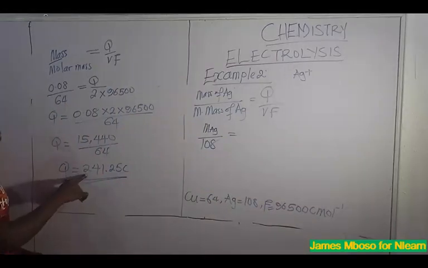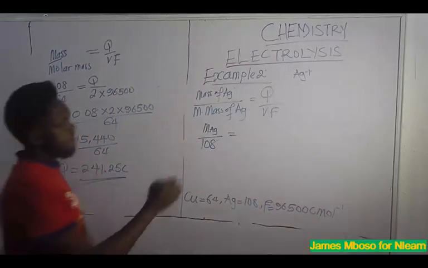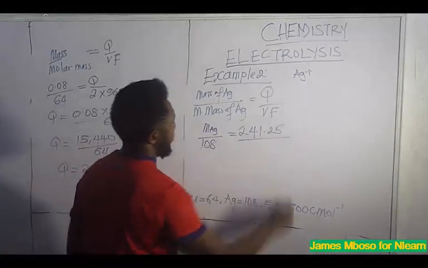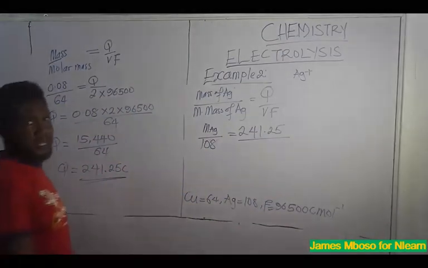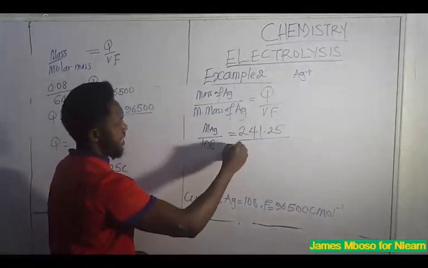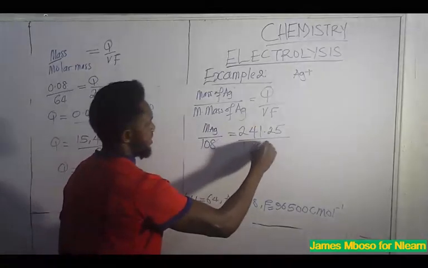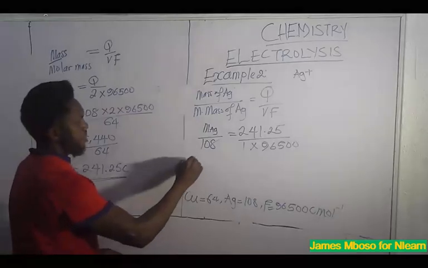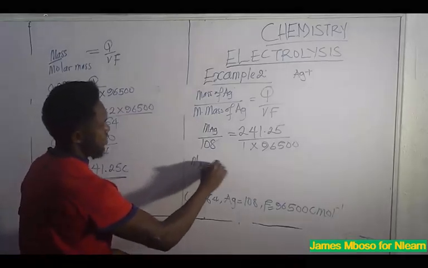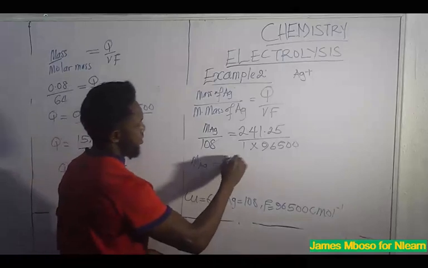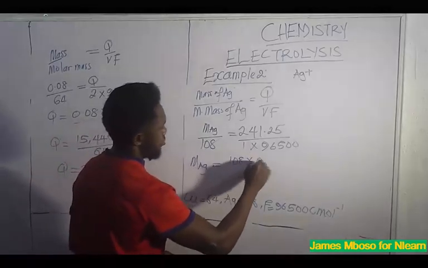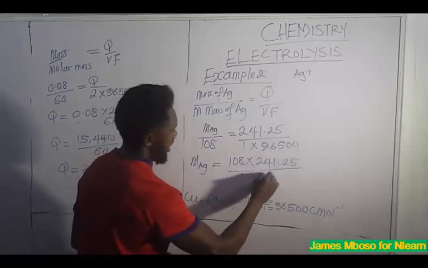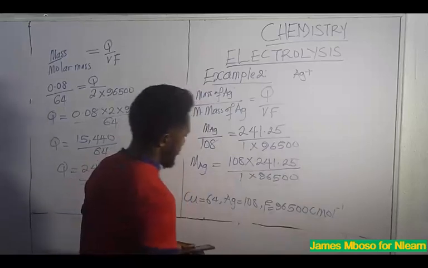Our Q is 241.25. So 241.25 all over our valency, which is 1 for silver, times 96500. When we make our mass of silver subject of formula, we have 108 times 241.25 over 1 times 96500.